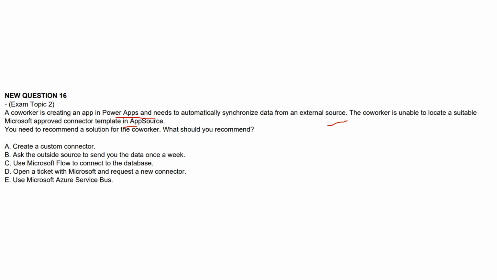First one is create a custom connector. Second one, ask the outside source to send you the data once a week. Third one is use Microsoft Flow to connect to the database. Fourth is open a ticket with Microsoft and request a new connector. And fifth one is use Microsoft Azure Service Bus.